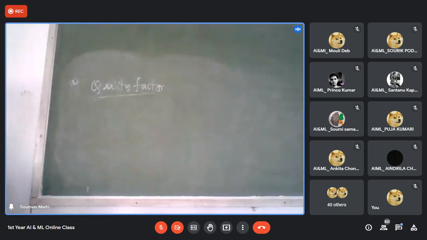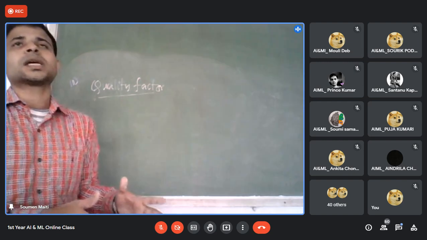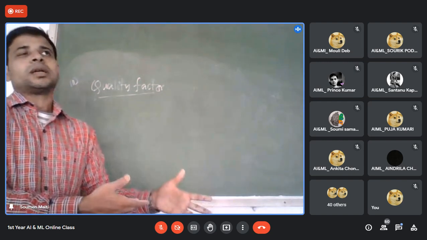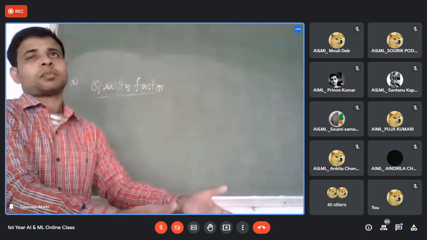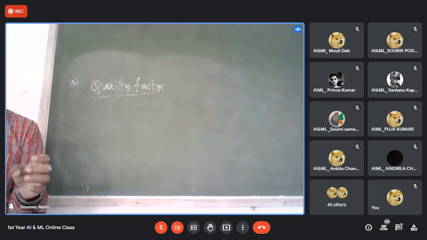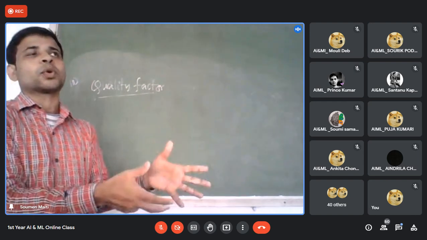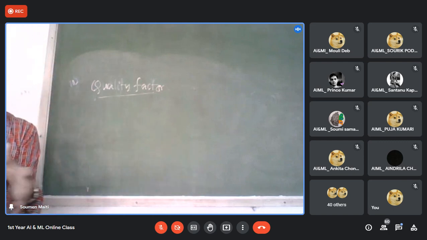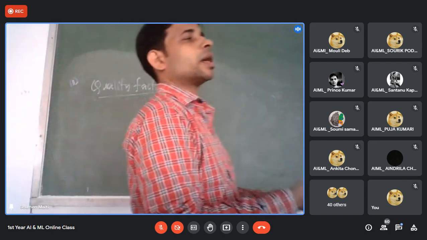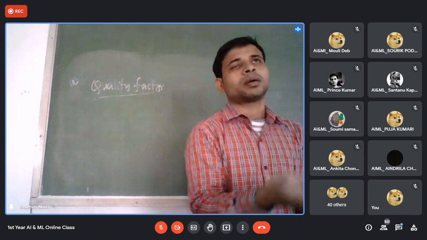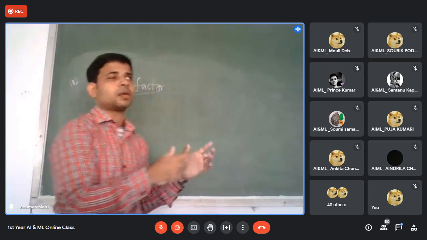Okay, chalo. So quality factor is nothing but quality. If I say this is a good quality apple, or the quality of this pineapple is good, it is nothing but one kind of figure of merit of that product. What kind of good, what kind of bad, that is nothing but the term quality defined.